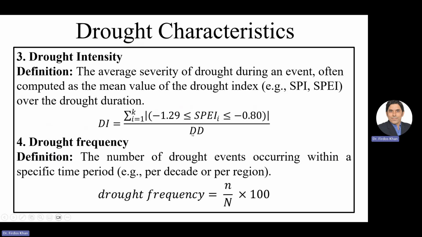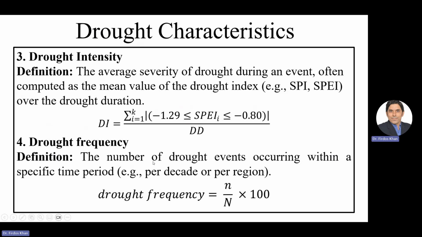So mean drought intensity is the ratio of drought severity and drought duration. Simple. Okay. Whatever the duration is, you need to divide by that duration. But remember, you should know what drought severity is and what drought duration is. Then you can understand drought intensity.